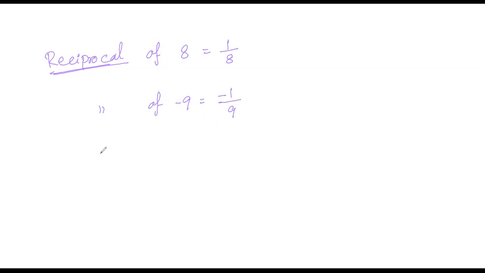So what if we have a fraction? You might have a question. The reciprocal of 3 by 4 is 4 by 3, just a flip. The numerator goes to the denominator, and the denominator comes to the numerator. We just need to flip the fraction. What about a negative fraction? The reciprocal of minus 4 over 9 becomes minus 9 over 4.